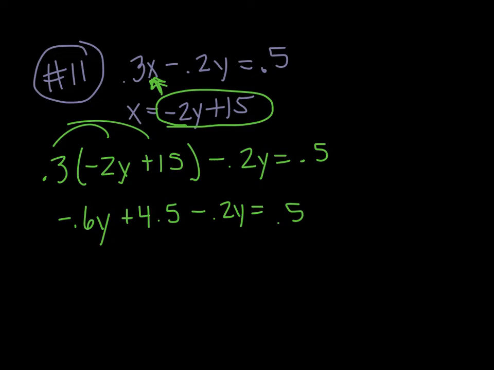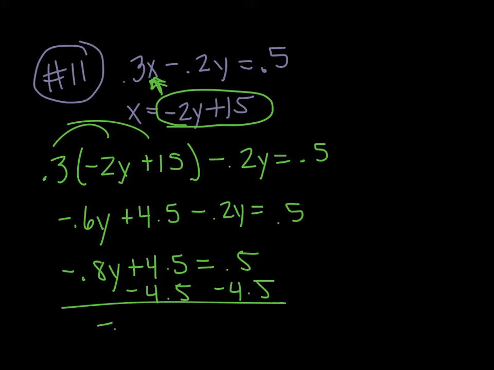Combine your terms, so negative 0.6 and negative 0.2, negative 0.8y. Subtract the 4.5. And divide by negative 0.8. So 4 divided by negative 0.8 gives you a positive 5.